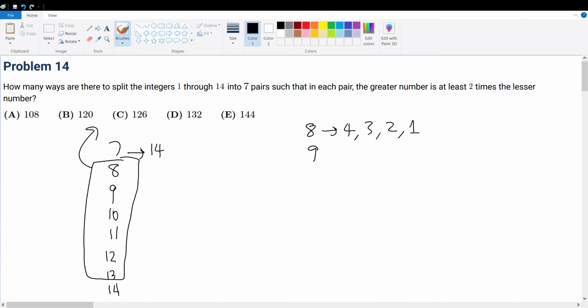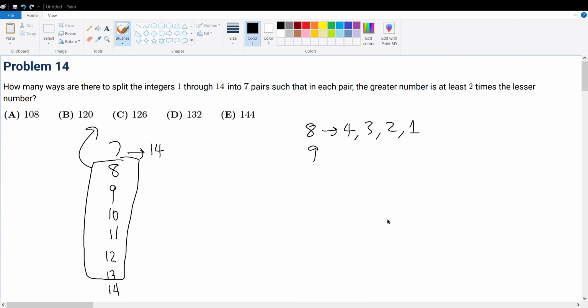Now let's consider 9. What is 9 divided by 2? Well, you can't really do it, but 9 has to be paired with 1 to 4 as well, because it cannot be 5, since 5 times 2 is 10. So now 8 and 9 essentially share the same set, which is 1 to 4. Let us keep that in the back of our minds for now.